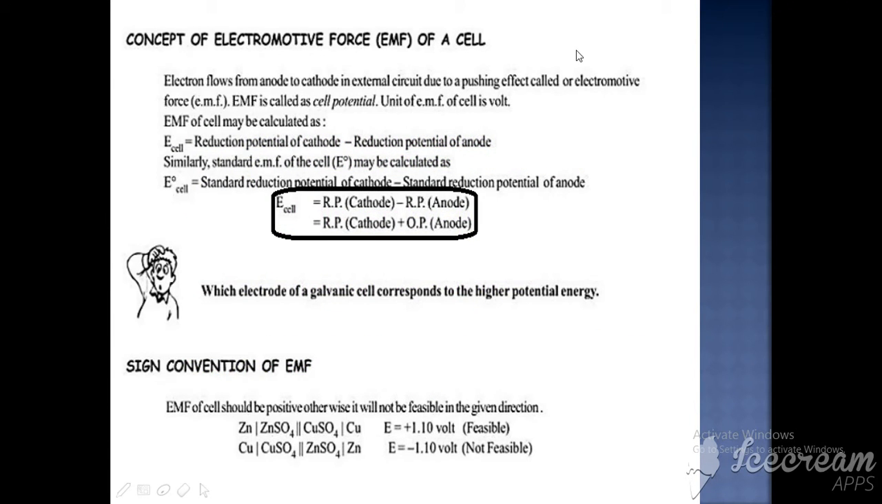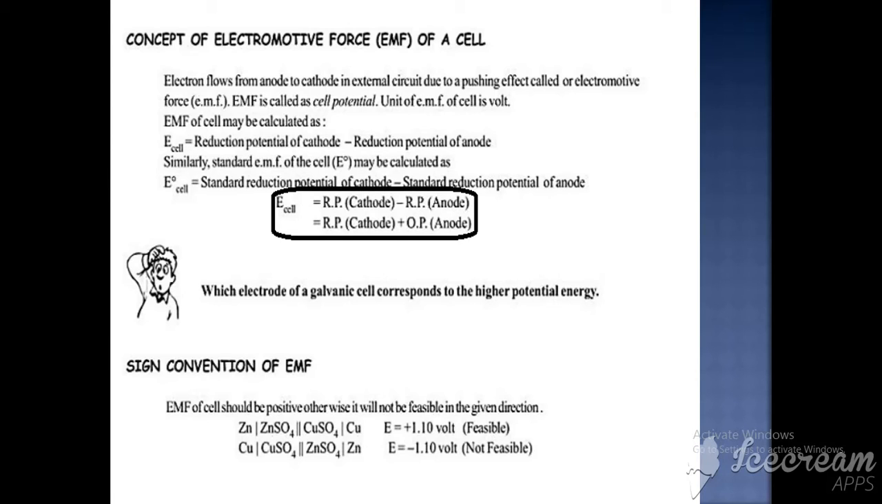Now let us go for the concept of electromotive force of a cell. Electrons flow from anode to cathode in the external circuit due to a push effect called electromotive force. It is also known as cell potential. Its unit is volt. Its formula is E cell is equal to reduction potential at cathode minus reduction potential at anode.